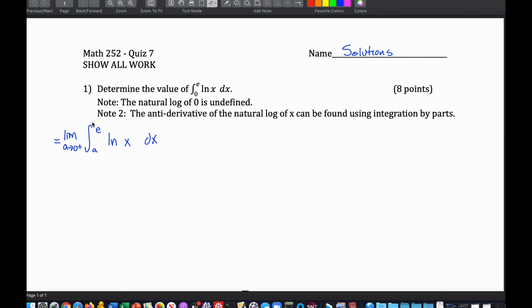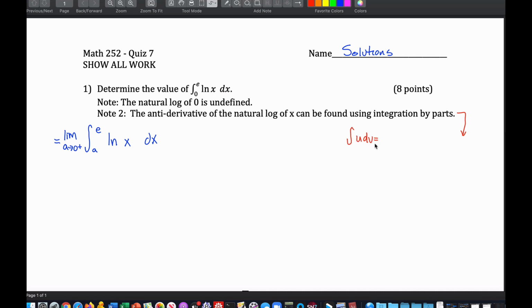And to evaluate this thing, because I changed my bounds of integration, now I can use the evaluation theorem. But to use the evaluation theorem, I'm going to need to know the antiderivative of this guy. So maybe that's work I should do off to this side. That's what this second note is getting at here. It's saying if you need to figure out the antiderivative of natural log of x, which we do, you can figure it out using integration by parts. Oh, right, integration by parts. I remember that from a little while ago.